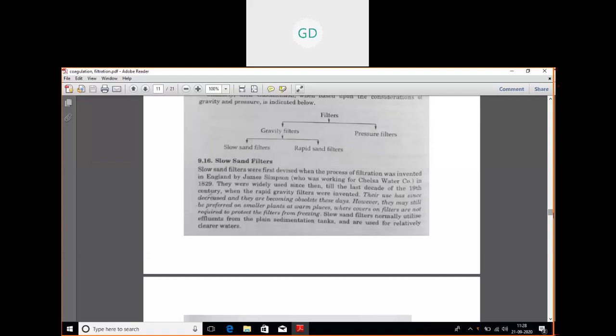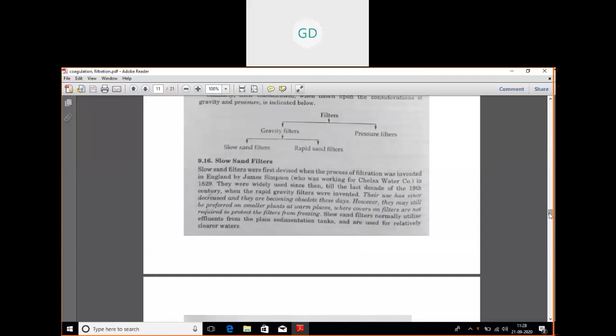Actually, if it is asked what the advantages or disadvantages of slow sand filters are, or what the difference between slow sand and rapid sand filters is, generally the difference comes. For exam purposes, if questions of 1 or 2 marks come, they will not ask you what a slow sand filter or rapid sand filter is. They will ask you about the differences, or what the major difference between slow sand and rapid sand filters is.